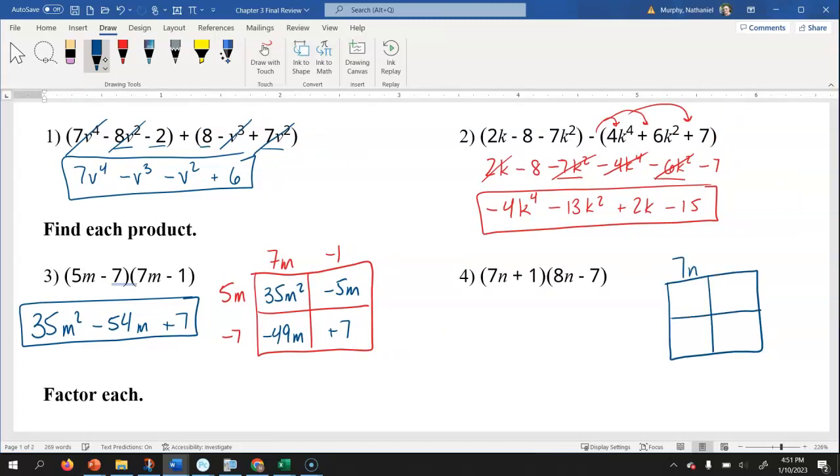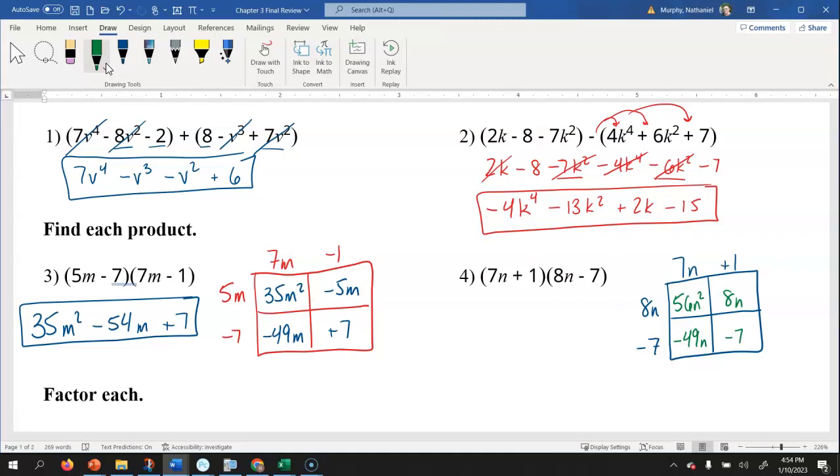Using the box method, we'd have 7n plus 1 and 8n minus 1. Rather, I'll fix that. Now let's go through and multiply these. So 8n times 7n, that would be 56n squared. And then we would multiply 8n times 1, that's just 8n. Negative 7 times 7n, that's negative 49n. And negative 7 times 1, that's negative 7.